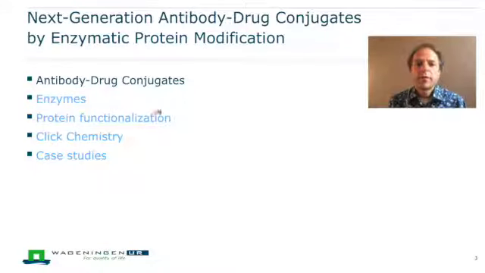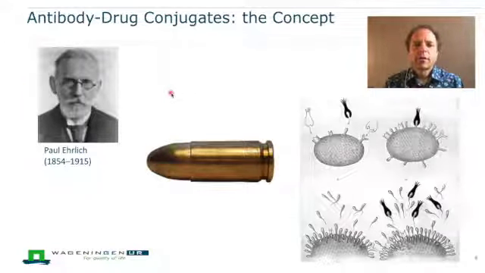Okay, so let's begin with an introduction to antibody-drug conjugates. So antibody-drug conjugates can be traced back to the late 19th century when Paul Ehrlich in Germany formulated the concept of the magic bullet theory.